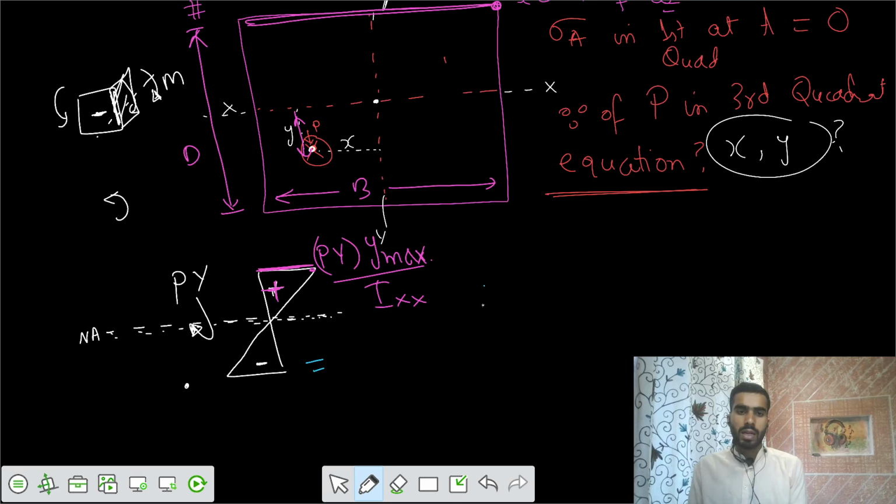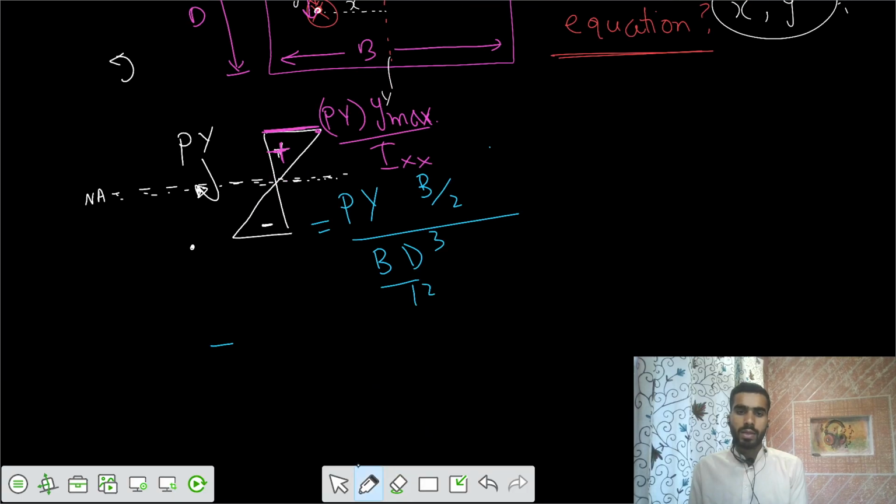So that is equal to P times y max, and Ixx would be equal to b d cubed by 12. So you are left with 6 times the moment Py divided by b d square. So you got this stress; let's call it stress 1.